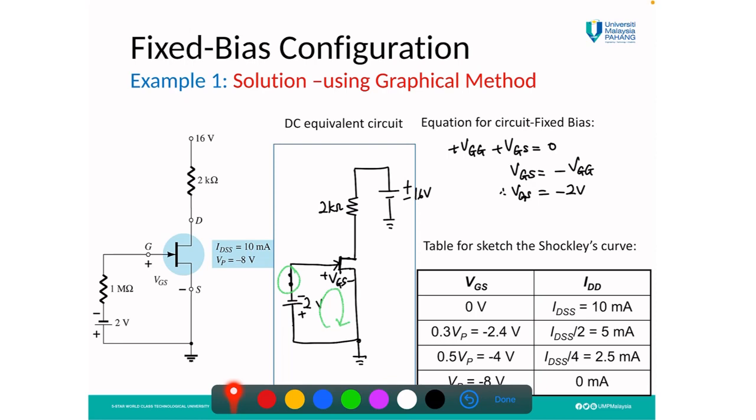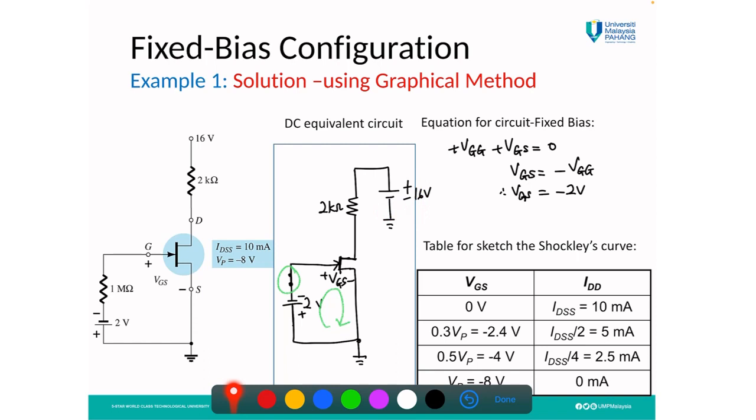Okay, now I want to show you the second method to answer question 1, using the graphical method. Graphical method means we use the transfer curve to get the IDQ and VGSQ. But now in this question, first thing you have to do is the DC equivalent circuit, like this, same as the previous method.